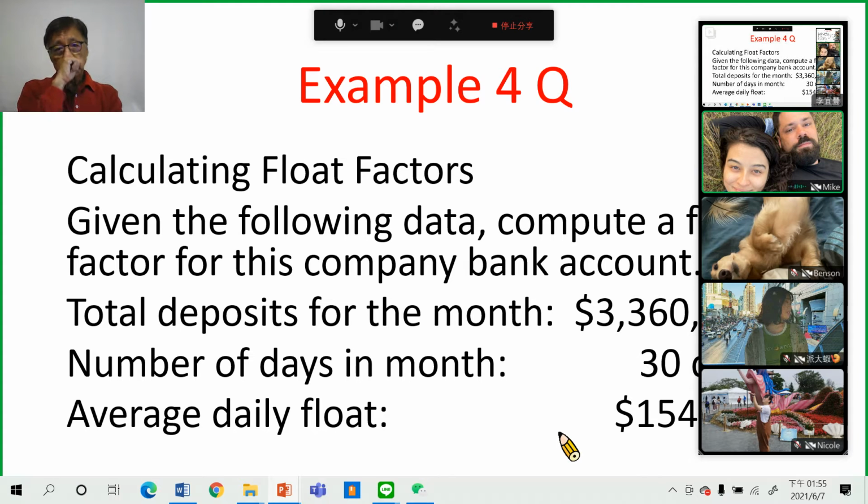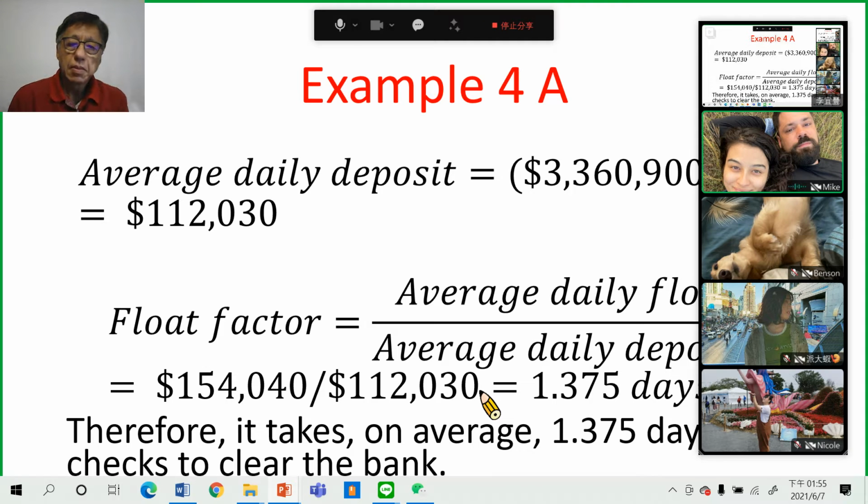86 is the same. 87. So here's example number 4, calculating float factors. It's a very easy formula. Given the following data, compute a float factor for this company bank account. Total deposits for the month is $3,360,900. Number of days in the month is 30, and the average daily float is $154,040. Is there anybody who would like to do this calculation? Or should I do it?